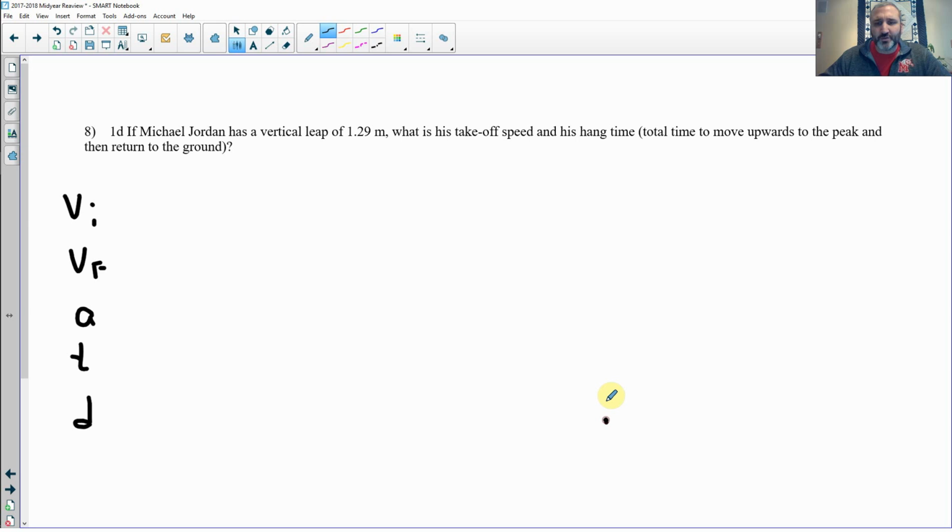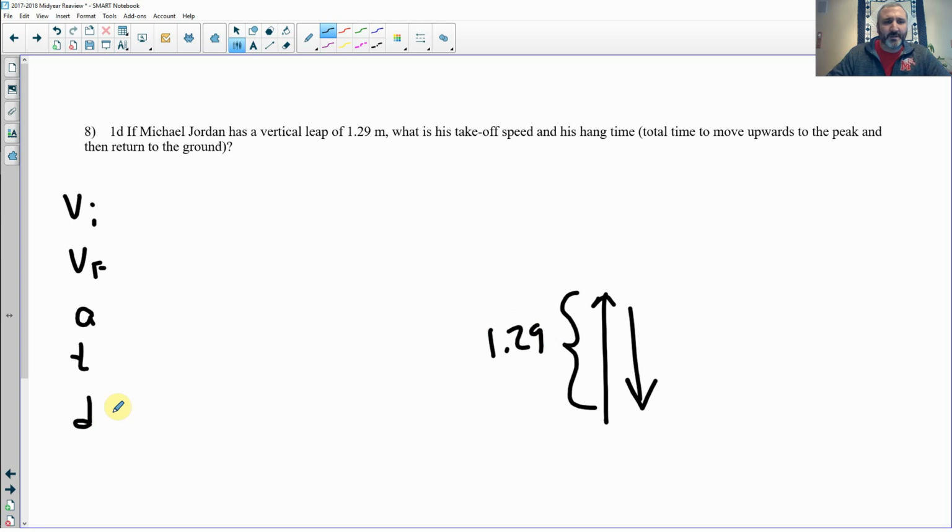So again, Michael Jordan goes up and then comes back down. We know the displacement is 1.29 meters, so D is going to be 1.29. We don't know the time. We do know the acceleration, which is negative 9.8.